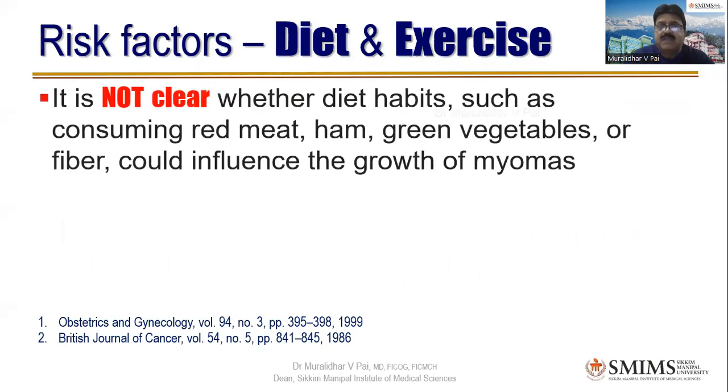It is not clear whether diet habits such as consuming red meat, ham, green vegetables, or fiber could influence the growth of myomas. See, in the other slide, we said the increase in fibroids in black race may be related to their diet habit, but this particular slide is contradicting that. Of course, life is full of contradictions. Science is like that. Science does not mean that it is the ultimate truth. Science is seeking truth. That's the beauty of science. Science never says, I know everything.